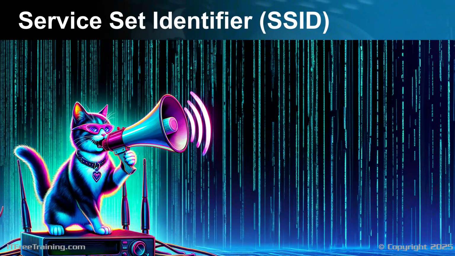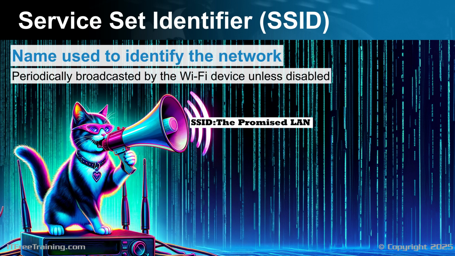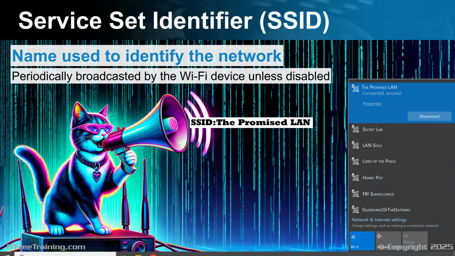To allow other devices on the network to identify the access point, a Service Set Identifier, or SSID, is used. This is a name used to identify the network and is periodically broadcasted by the Wi-Fi device unless disabled. If it is disabled, a device will still be able to connect to the Wi-Fi network if they know the name, but the name won't be provided to them using a broadcast. If enabled, operating systems like Windows will display the SSID and allow the user to connect to the wireless network of their choice, assuming they are broadcasting the SSID.